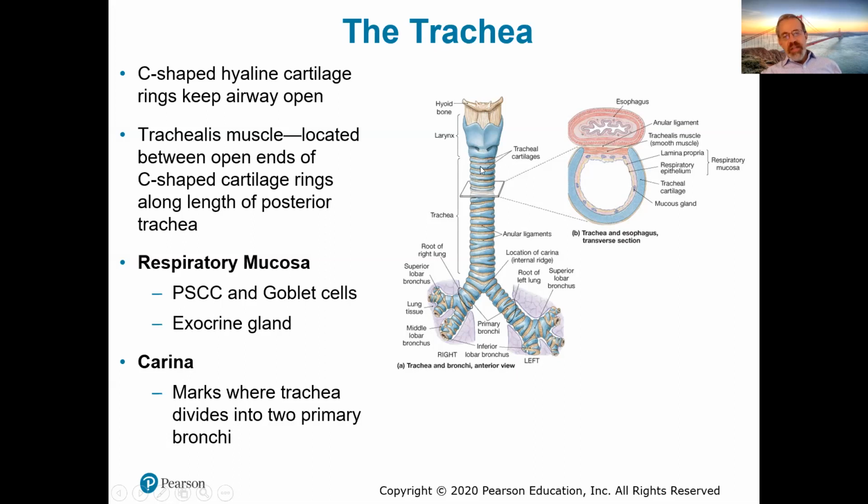This is, of course, part of the conducting zone, right, where air is filtered and cleaned out. As the air moves down the trachea, of course, we see this bifurcation or split. Where it splits or bifurcates is known as the carina. So this area right here is known as the carina, where the trachea now splits off into what are called the primary bronchi.